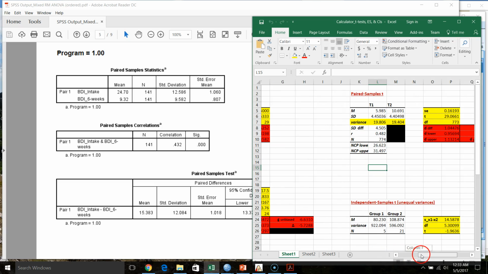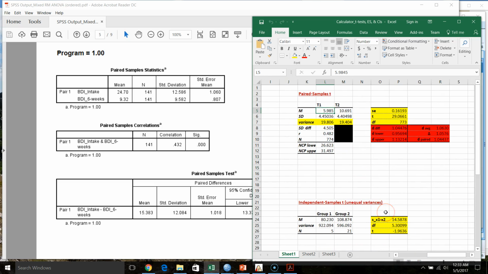And what we can do then is very quickly go through and punch in our mean to start, 24.70, down to 9.32, standard deviation 12.586, 9.582. Get that right. All right. Standard deviation of the difference, going to pull that there. Okay, so we've got the mean at time 1 and time 2, and standard deviation at time 1 and time 2.